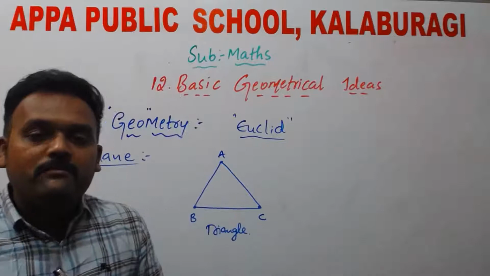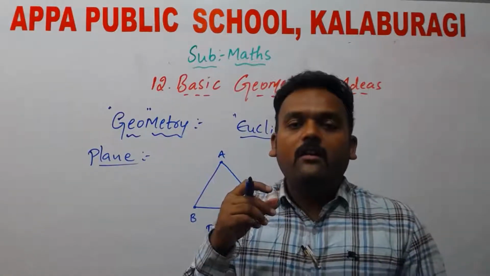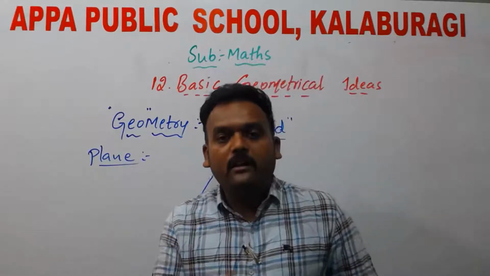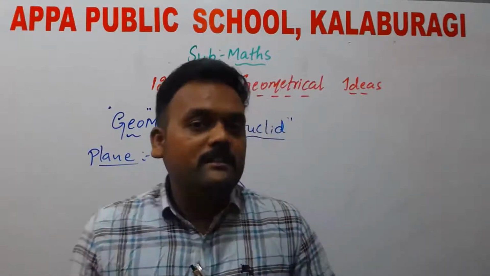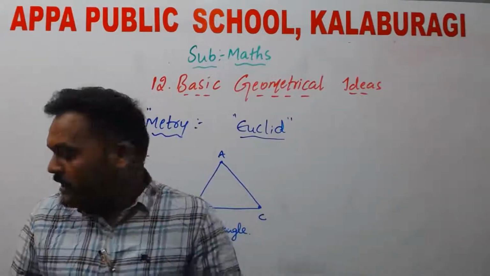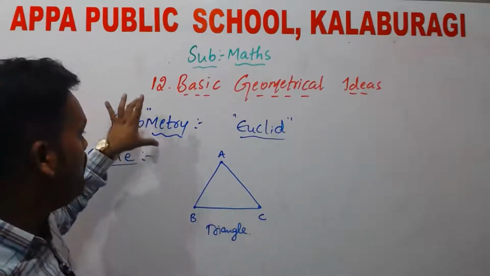Is it or not? Plane means what? A smooth surface, the surface of a wall or a ball or dining table or blackboard, whatever you take. Okay, that is the plane. Understood, students? Yes. This is all about the first topic of geometry.